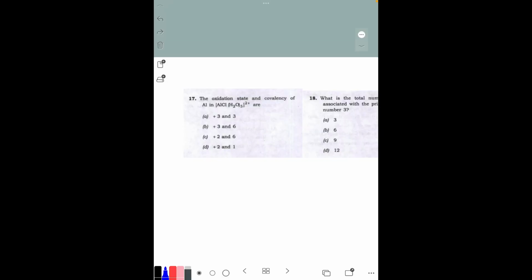What is the oxidation state and covalency of aluminium in this complex? Now let us consider the oxidation state of aluminium in this complex to be X. So X minus 1 equals plus 2, because these are neutral ligands, so no charge. So X equals plus 3, and covalency, as we can see, is 6, that is 5 plus 1. So the correct option is B, plus 3 and 6.